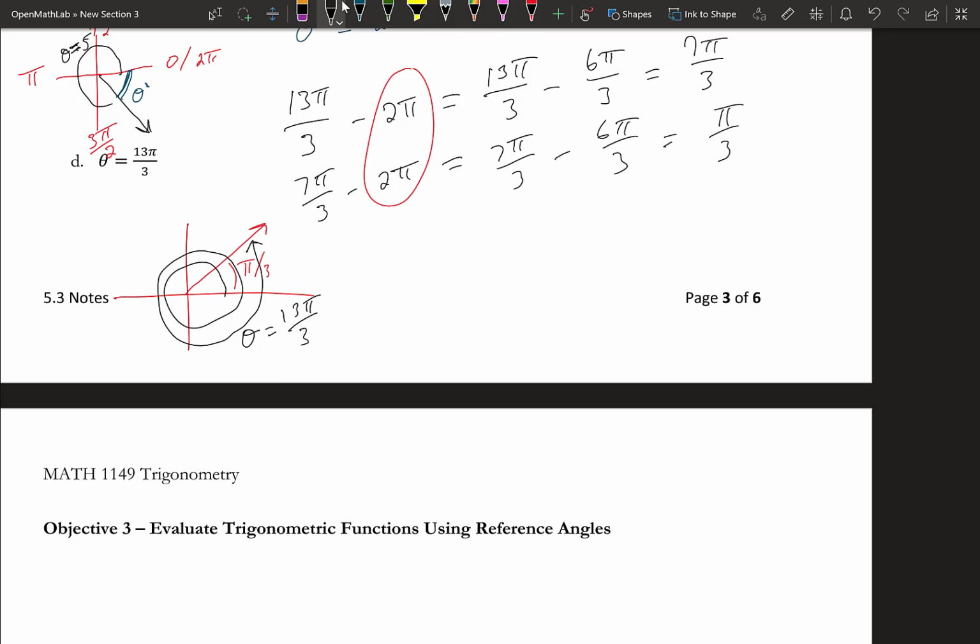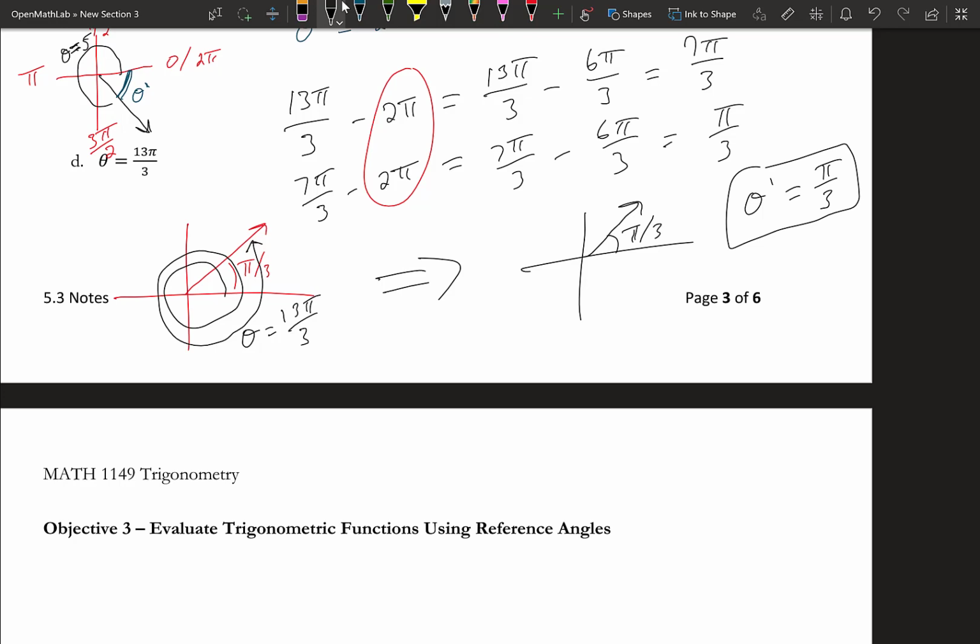Because we still are going to land at the same spot. So instead of having 13 pi over 3, we're rewriting this just as the angle pi over 3, right? Which gets me to the same spot, right? So since this is in the first quadrant, that's going to be the reference angle. The reference angle will just be pi over 3, right? Because it's already acute.